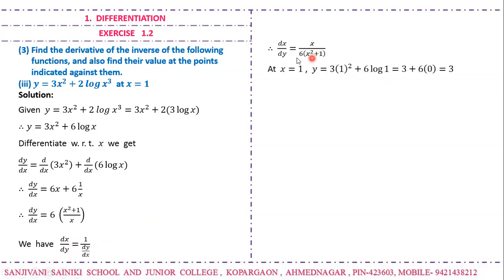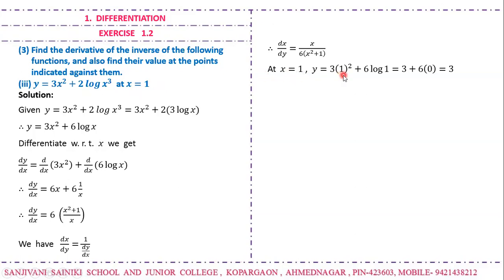So using that formula, we get x upon 6 times x square plus 1. Now to find the derivative of the inverse function at the point x is equal to 1, we must have the derivative value of the inverse function when x is equal to 1.